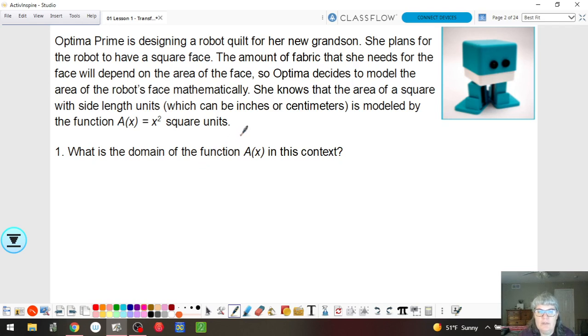So if you remember that the area of a rectangle is length times width, and that the sides of a square are all the same, that is why we get x squared, because we would have x times x.